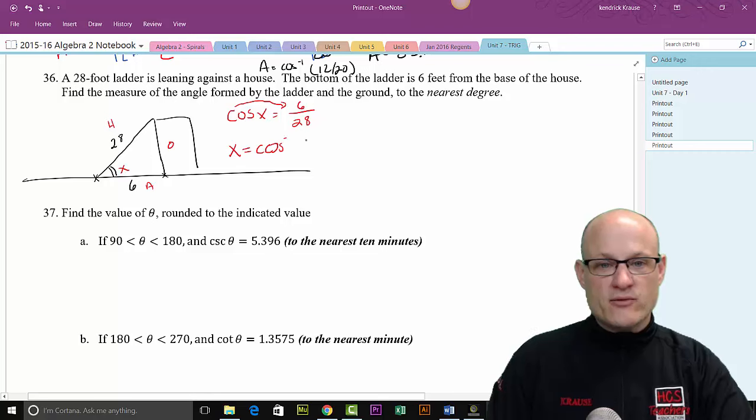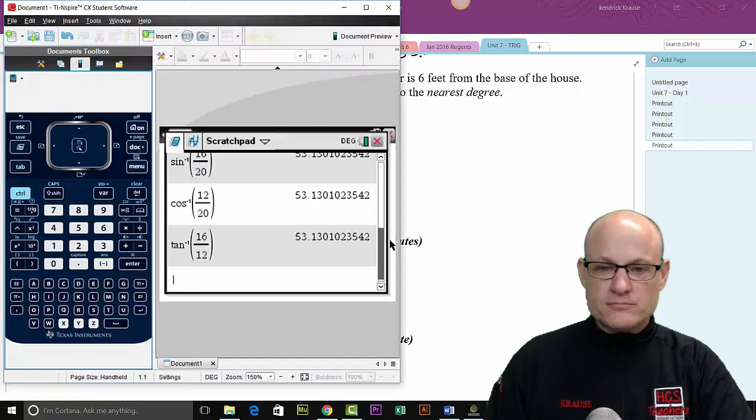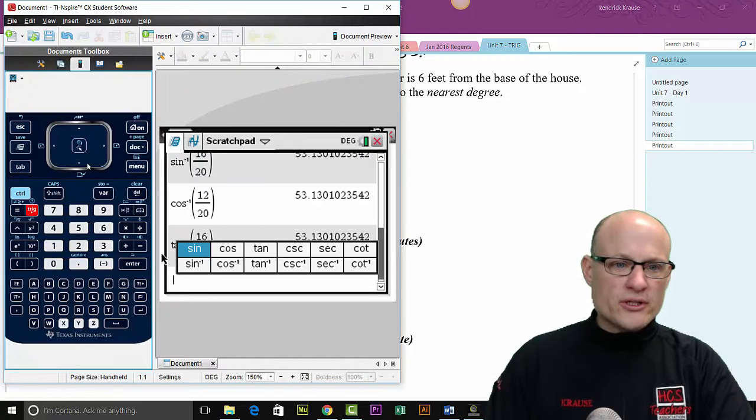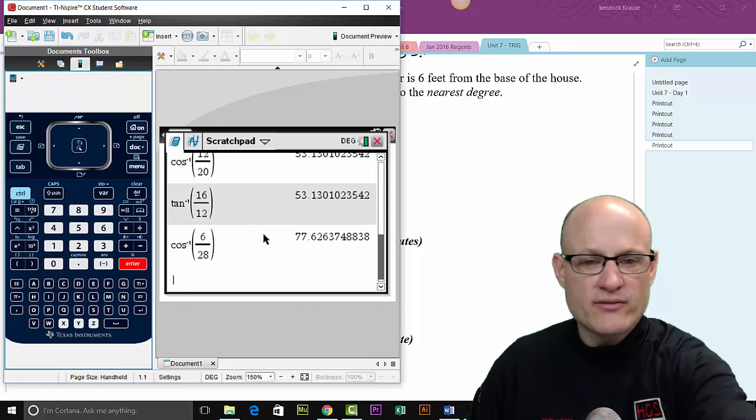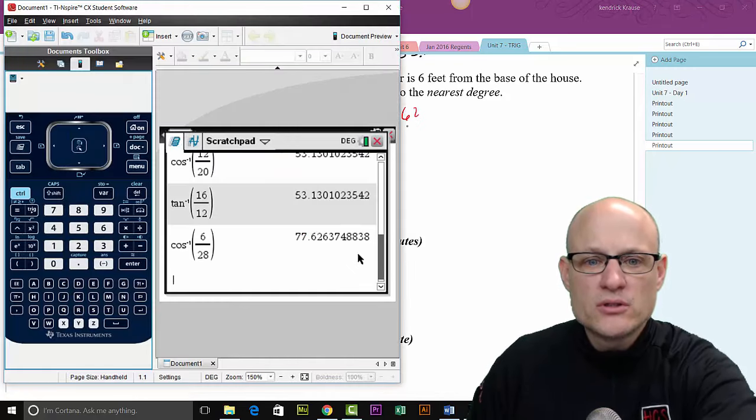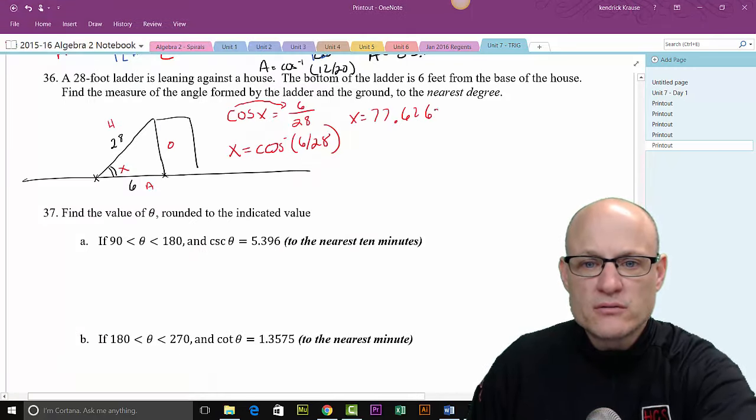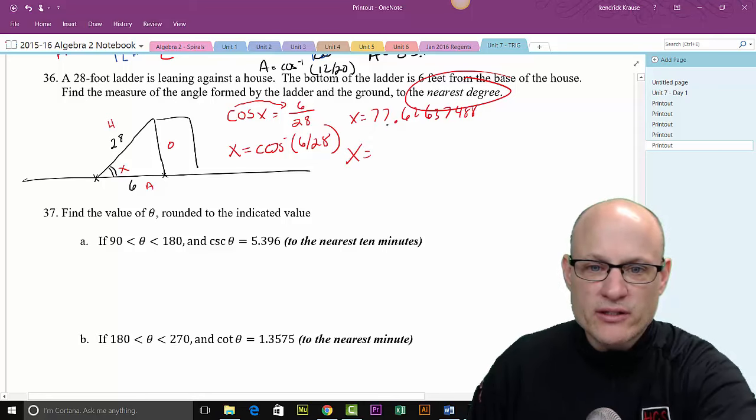I want to see you write that. So cosine inverse of 6 divided by 28, and I get 77.62637488. Round to the nearest degree. This is a 6, so it's going to round up to 78. All right, 37. I should have done these in class.